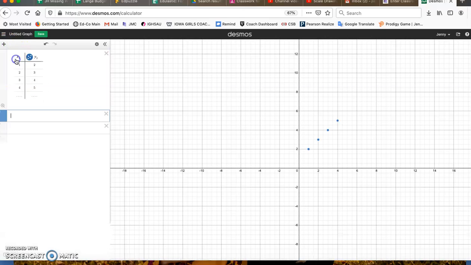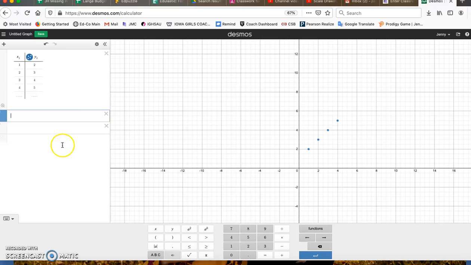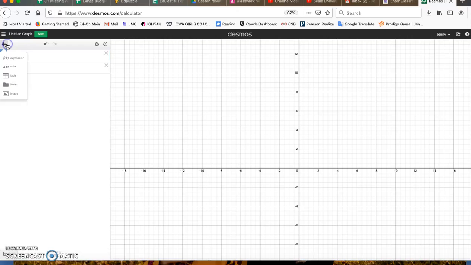You can put it in function notation, which is something we talked about. So you don't have to by any means. You can type in y equals, but those are just some of the things that you can do, and you can just get rid of it by just canceling it out. So there's a lot of different things that you can do here.